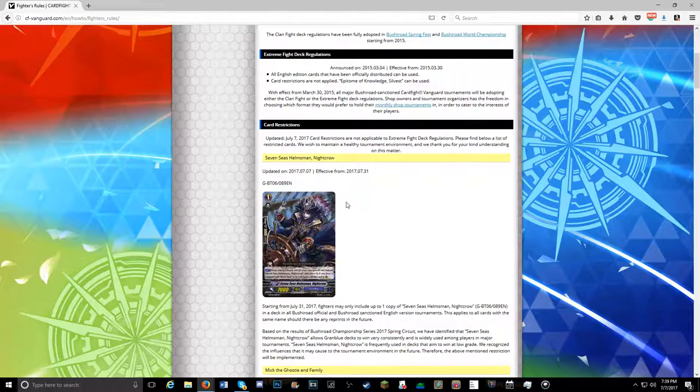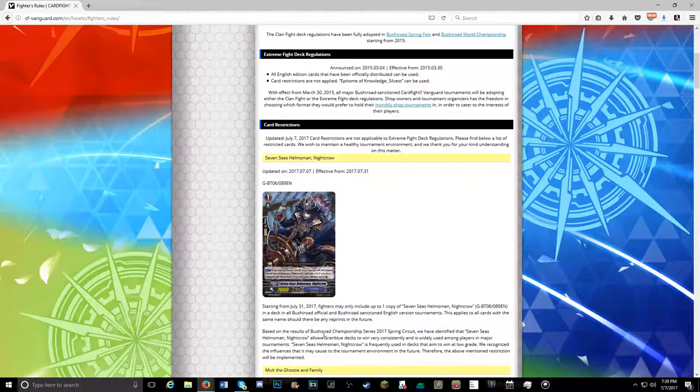because it performs columns. So, starting from July 31st, 2017, this is when all the new restrictions will take place: fighters may only include up to 1 copy of Seven Seas Henchman Nightcrow in all Bushiroad official and Bushiroad sanctioned English version tournaments. This applies to all cards with the same name should there be reprints in the future.